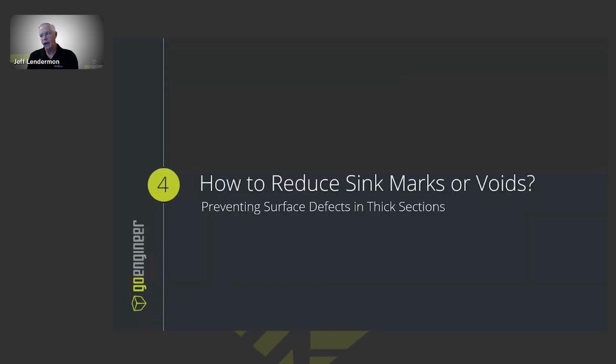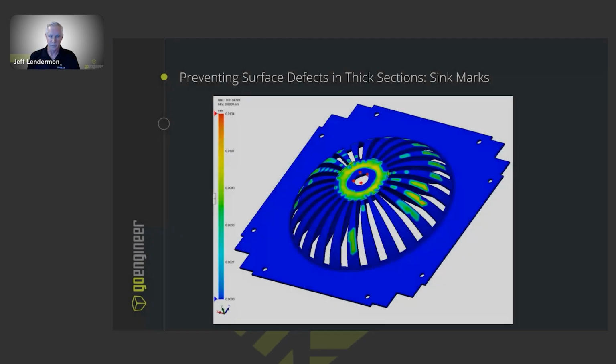So now that I saw, okay, I have sink marks, how can I avoid these, right? What do I do to reduce my sink marks? Preventing surface defects in thick sections.